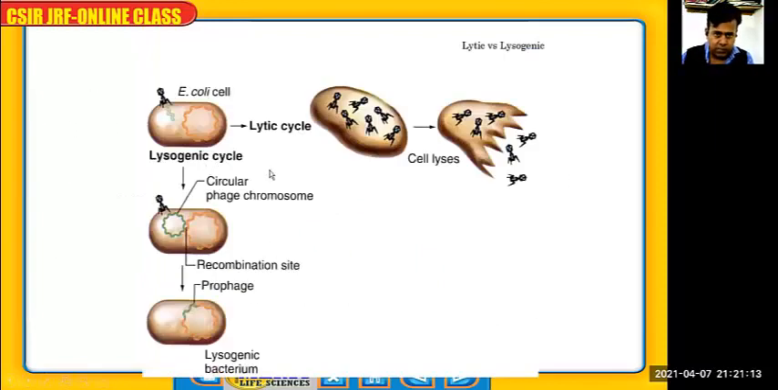Now in the lysogenic phase, what you can observe is a circular phage chromosome, and there is a recombination between the bacterial chromosome and the virus, forming the prophage. In this way, they produce the lysogenic bacteria. I think this is clear. Is this clear or not? Yes, sir.